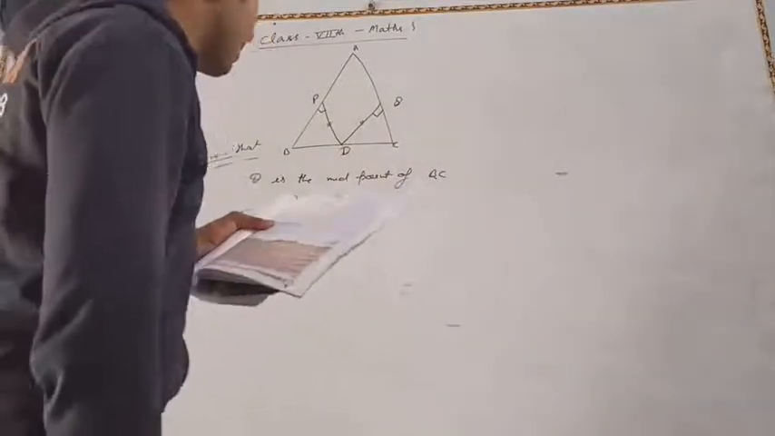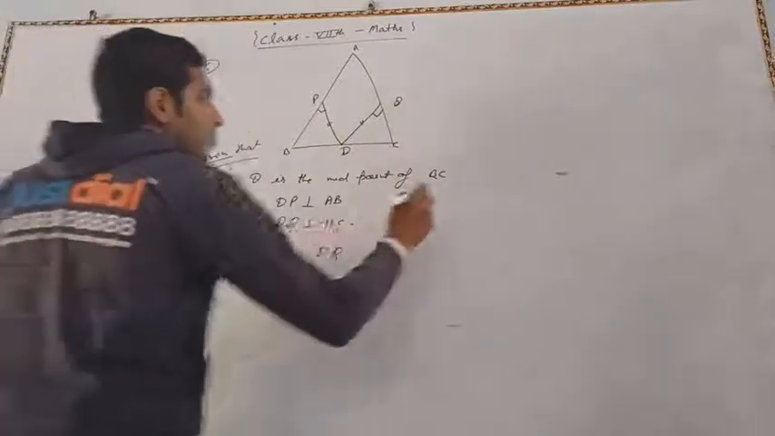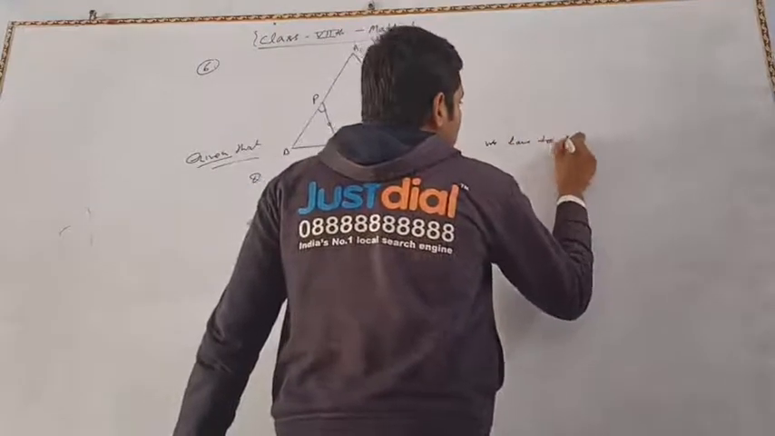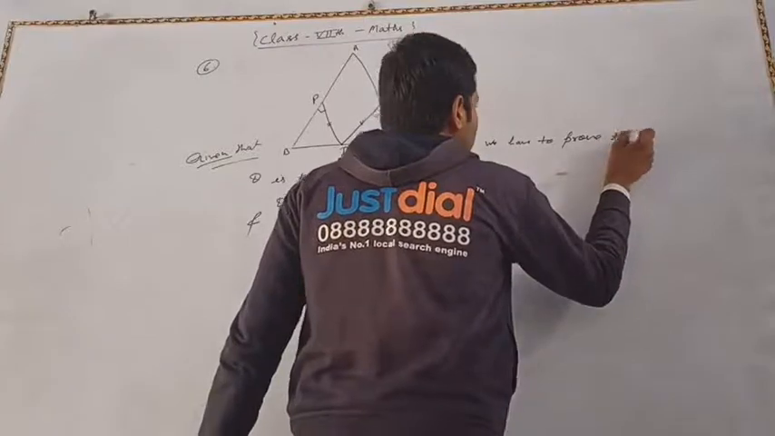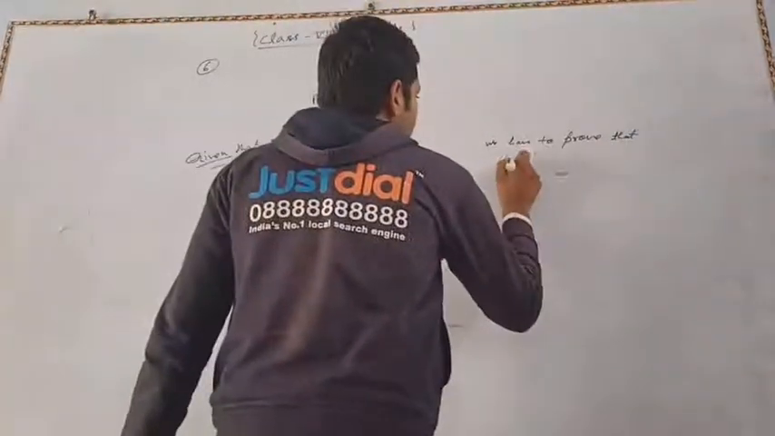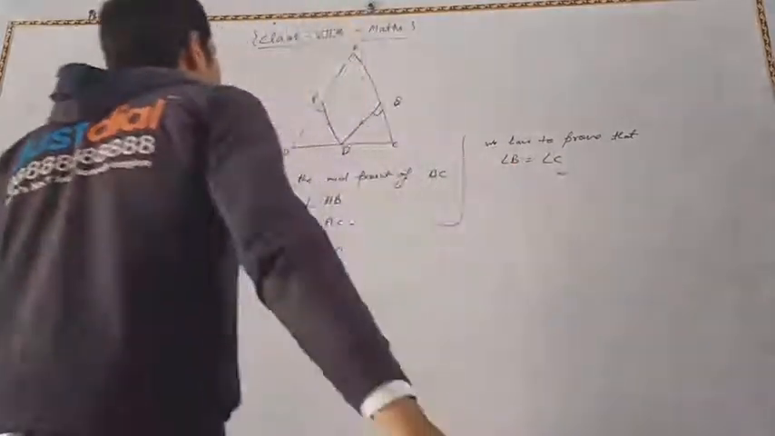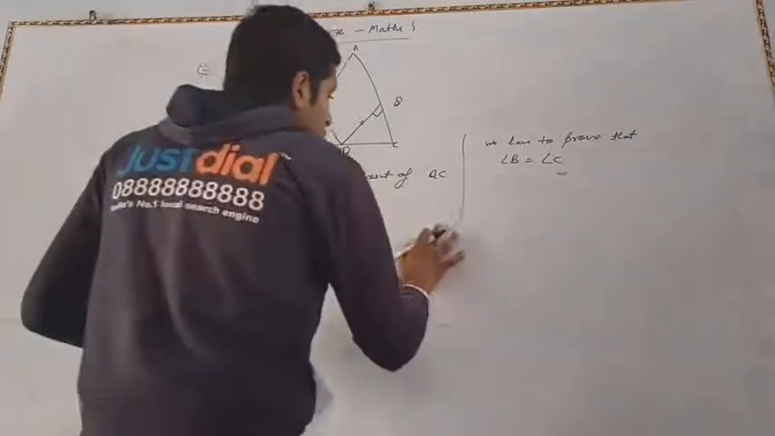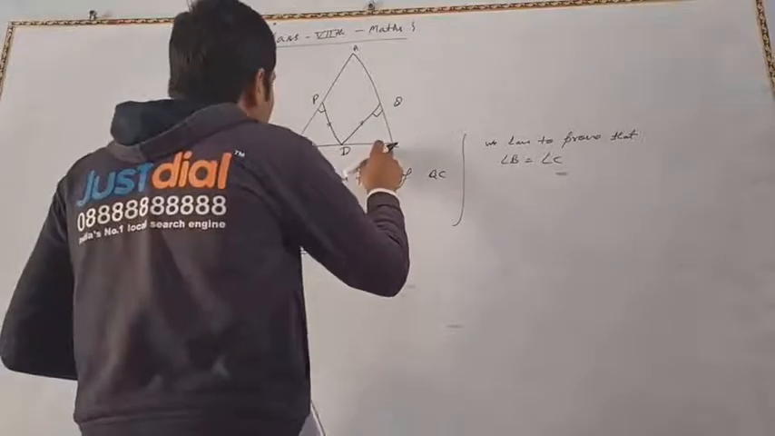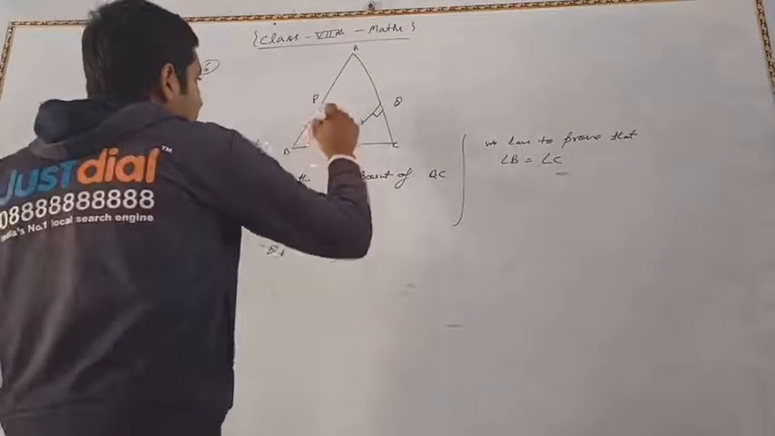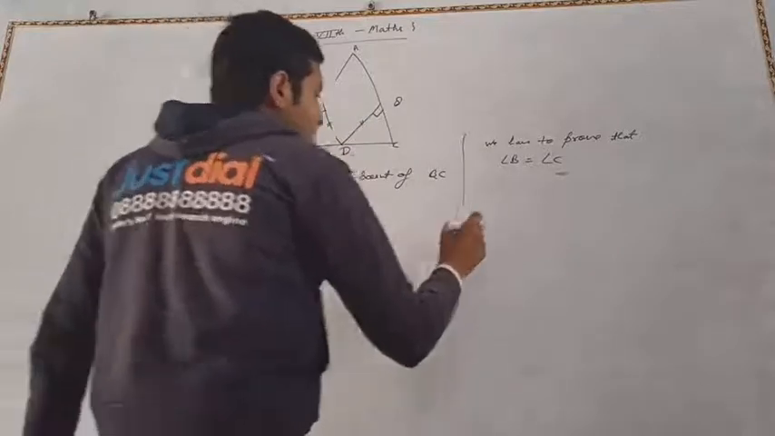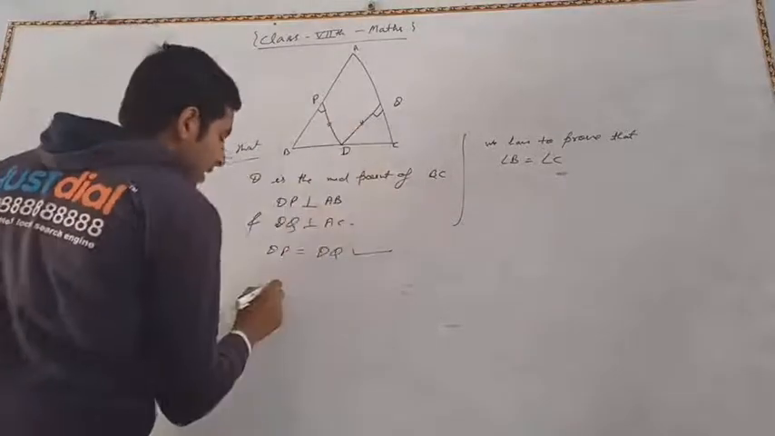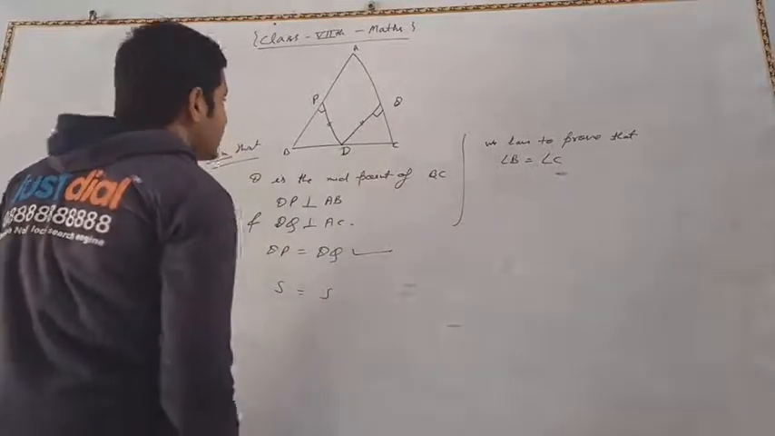So we have to prove that angle B is equal to angle C. First of all, to prove angle B is equal to angle C, we see here that DP is equal to DQ, that is, this side is equal to this side.